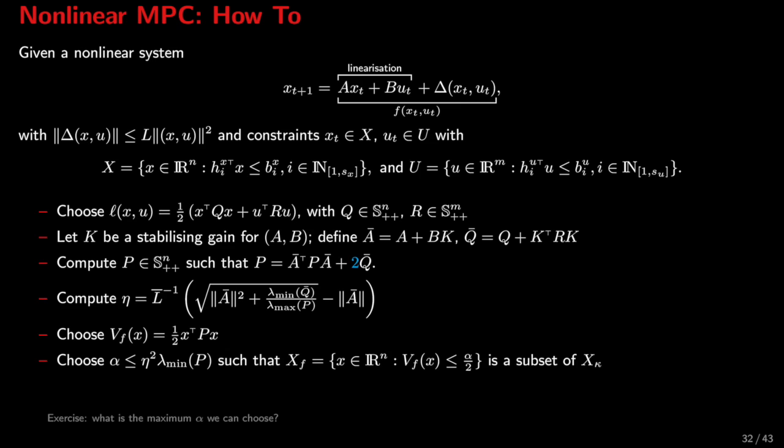Choose this VF, which is 1/2 x transpose Px, and choose alpha to be a positive number, which is less than eta squared times the minimum eigenvalue of P, such that XF becomes a subset of X kappa. Now, how exactly can you choose alpha so that XF becomes a subset of X kappa? Let's have a look. What is XF?